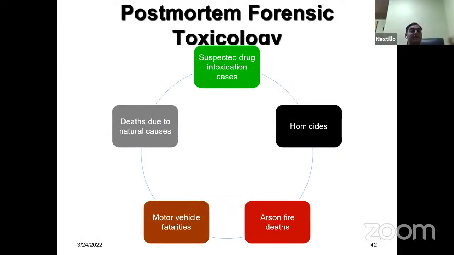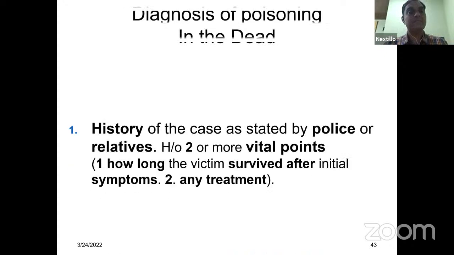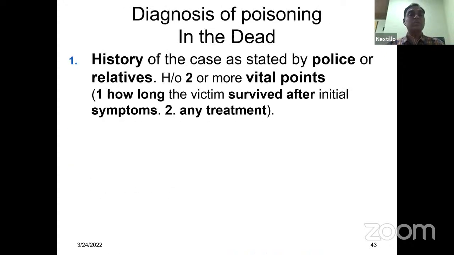So this is all together postmortem forensic toxicology. That includes suspected drug intoxication cases, sometimes homicides, death due to natural causes, motor vehicle fatalities, arson fire deaths, and many things. So how will you make the diagnosis of poisoning in the dead? We have until now understood diagnosis in a living person. Now diagnosis in a case of death. How will you make the diagnosis?